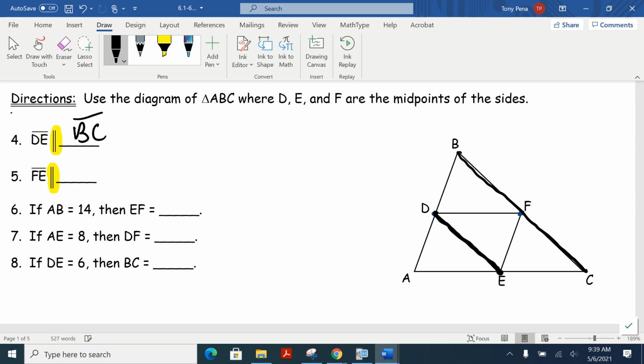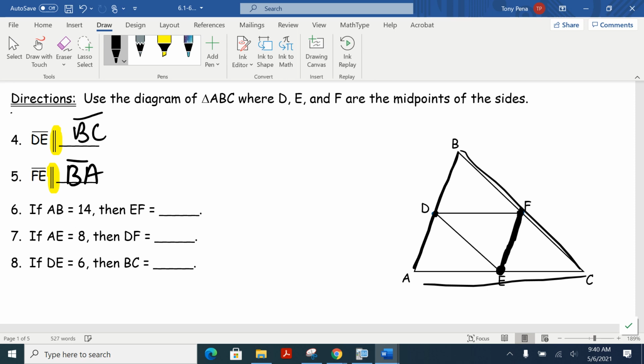So whether we remember the theorem or not, just a little common sense, some number sense would give us that answer. Same with FE. Even if we don't remember the theorem, the theorem is if this connects two midpoints of two sides of a triangle, so that would be this side and this side, then it has to be parallel to the third side, which again would be the only one that would make any sense. So that would be BA.